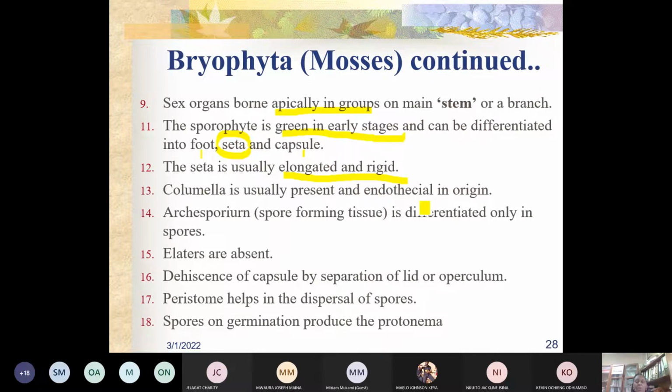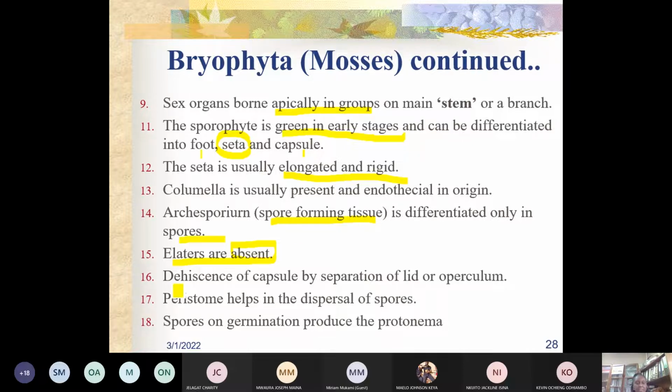So endothecial, from within. Now, the archesporium, which is a spore-forming tissue, is differentiated only into spores. Elaters here are absent. So we've seen elaters in Marchantiophyta, we've seen elaters in the hornwort. Here in the next group, they are missing.